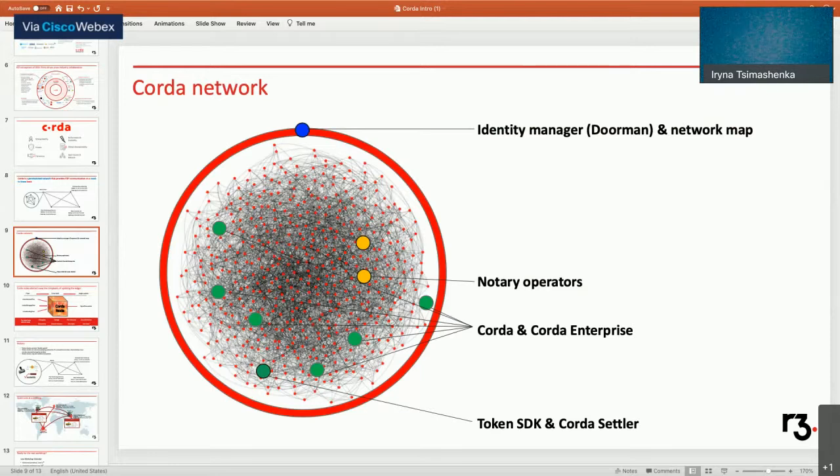And there is an option of a migration path from open source to Corda Enterprise. And there are also token SDKs and Corda Settler. Corda has standardized APIs and settlement options, which facilitate interaction between unique business networks and CorDapps.